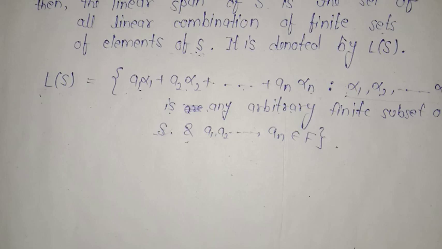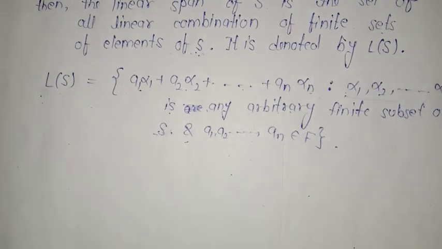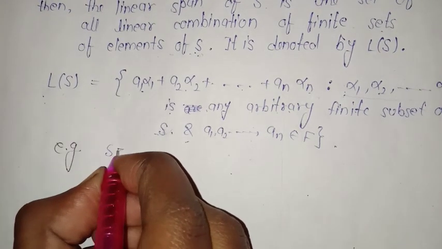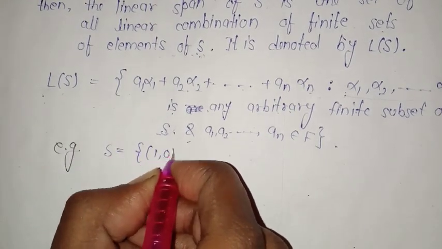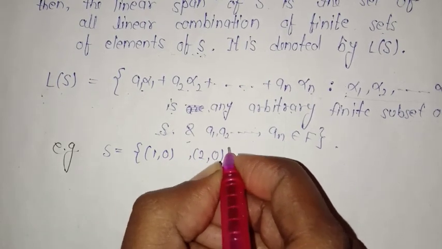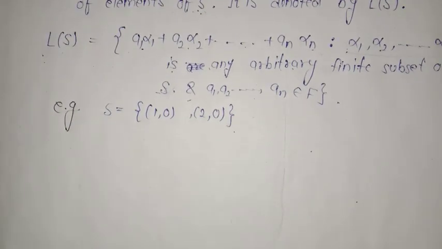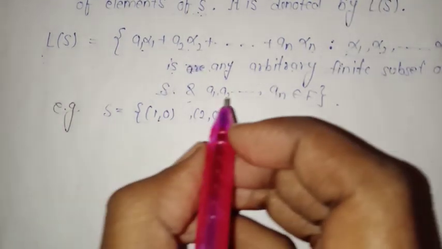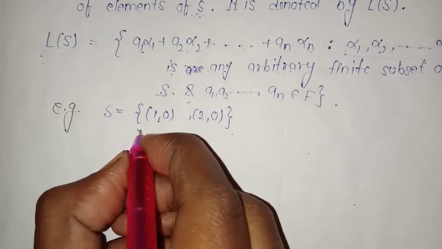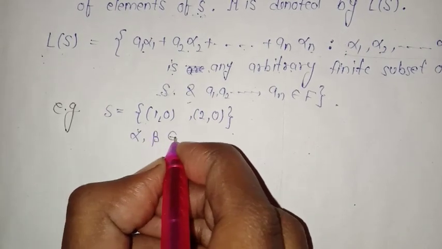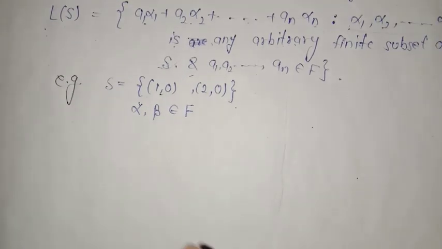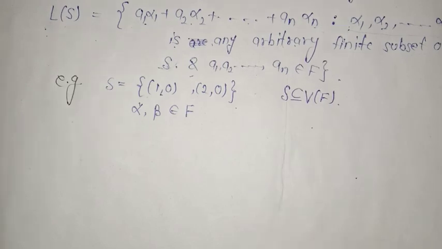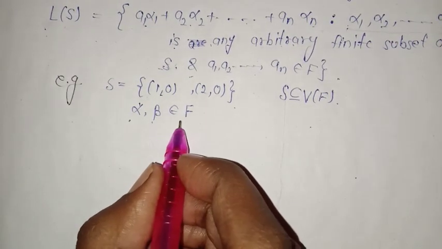Now I will take one example. Suppose I have a set S equals (1, 0), (2, 0), and I want to make all the possible linear combinations with the help of these two elements of S. Then what I need to do is take two scalars belonging to some field F, where S is a subset of V over F. Okay, alpha and beta I am taking from F.